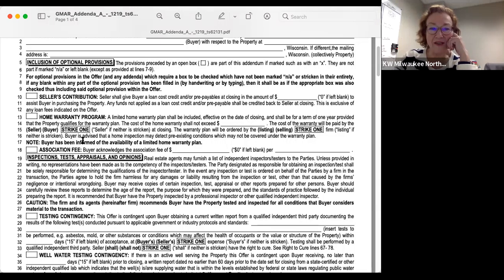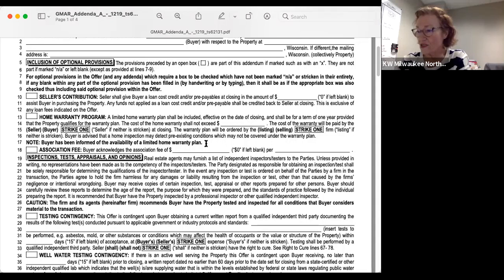And a buyer has been informed of the availability of a limited home warranty plan. This is important. And again, consumer protection, they want to make sure that you, the buyer's agent, did inform them that there is one available.